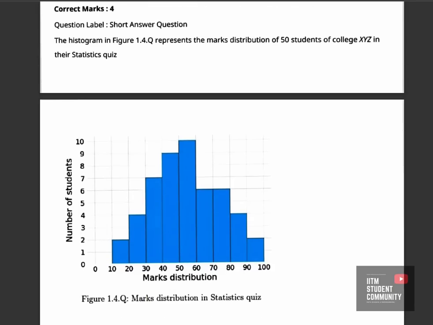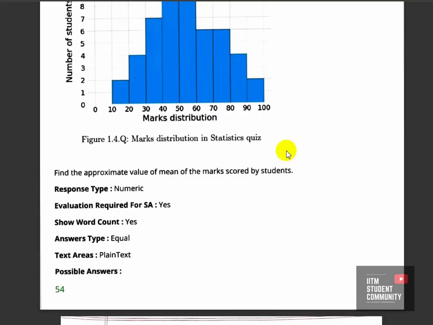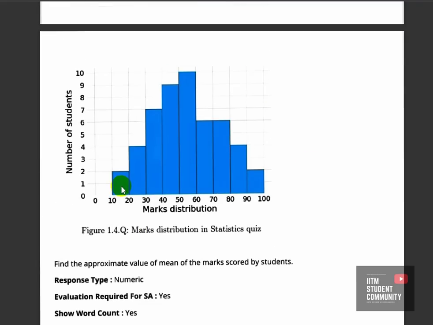Coming to the next question, it says the figure represents the mark distribution of 50 students of college XYZ in the statistics quiz. We have the histogram over here. Now the question says find the approximate value of mean of the marks scored by the students. Now first we need to extract the data from the histogram. Here we have the class intervals 10 to 20, 20 to 30, 30 to 40 and so on.